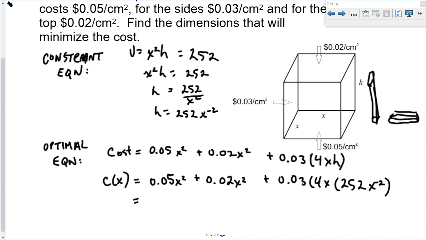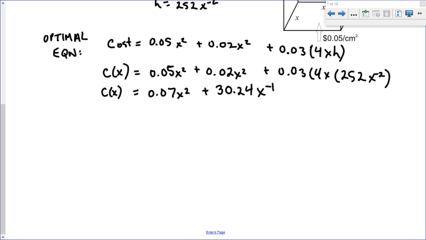Okay, let's do some simplifying. 0.07 x squared. That's 0.05 plus 0.02, and then the product of 0.03 times 4 times 252, I have in my notes, 30.24, and my variable is x to the negative 1. And that's my cost function. Okay. Now I think we probably know what to do next if you're doing some of these homework questions.